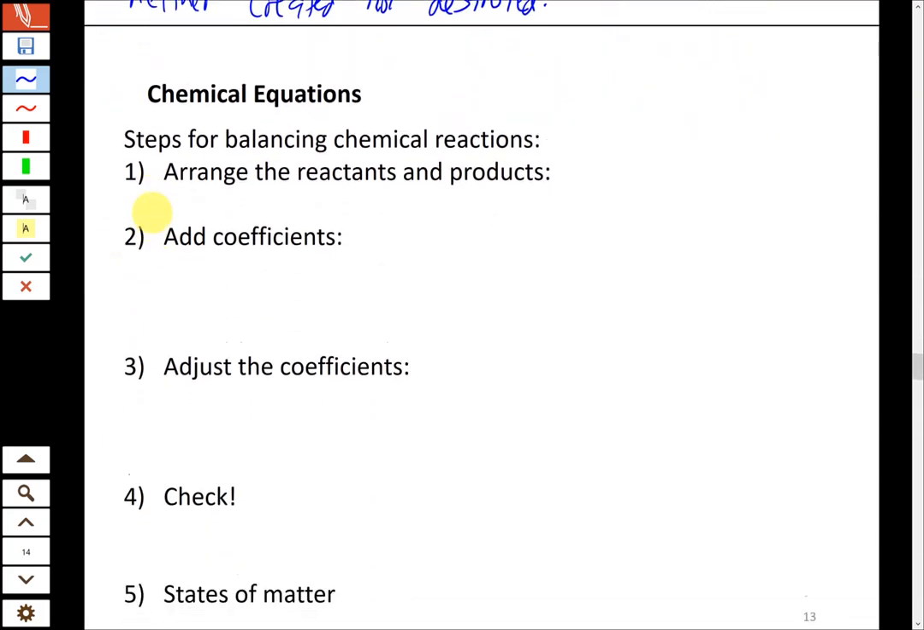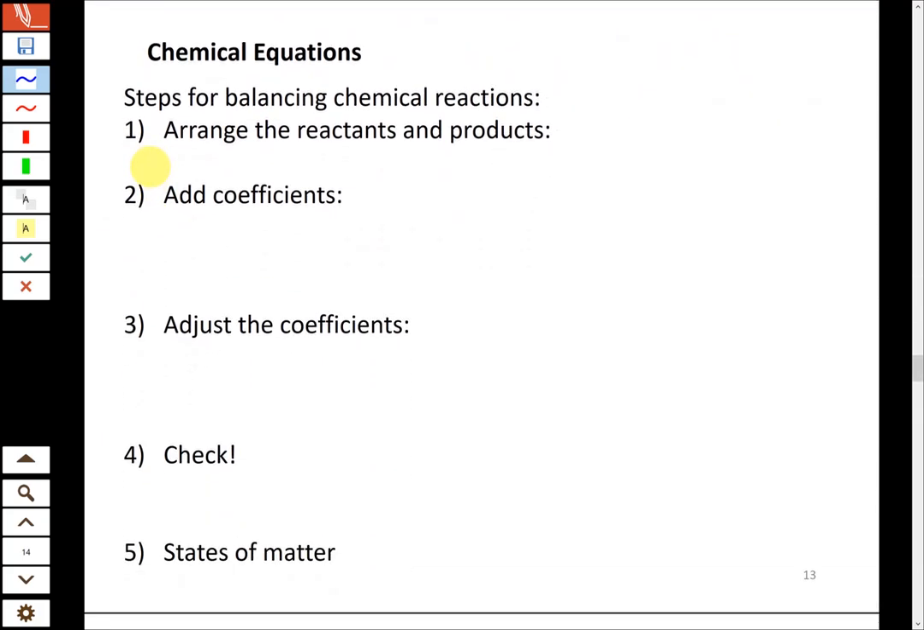So let's talk about the steps for balancing chemical equations, balancing chemical reactions. So the first thing we do is we're going to put the reactants and the products on the correct side. Sometimes we'll give you the equation without coefficients, and all you have to do is supply them. Other times we will describe the reaction to you. We'll say this reacts with that to form this and that other thing, and you have to make sure you arrange them properly. So reactants go on the left and products go on the right, so that's fairly simple.